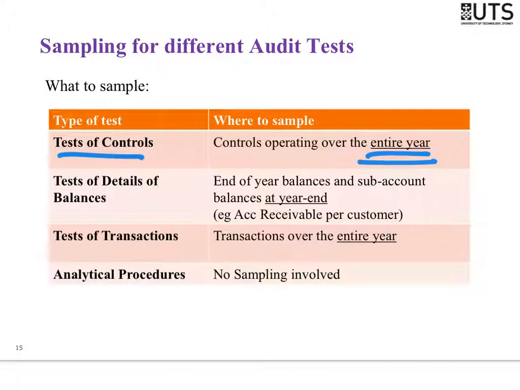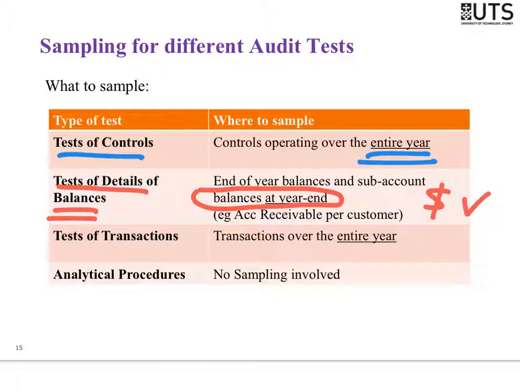Now that's different to this category. When you do a test of details of balances, here's the key, the term balances. You're focusing on what the closing balance is of that account. As a result, the sample that you take and the testing that you do focuses on the number or the balance at year end. Not at the beginning of the year, not in the middle of the year, but at year end. And you want to gain comfort that that number is indeed correct. Guys, this is why we do confirmations.